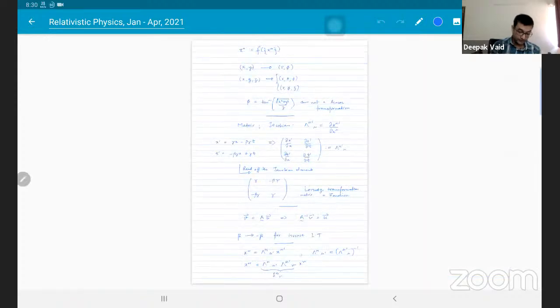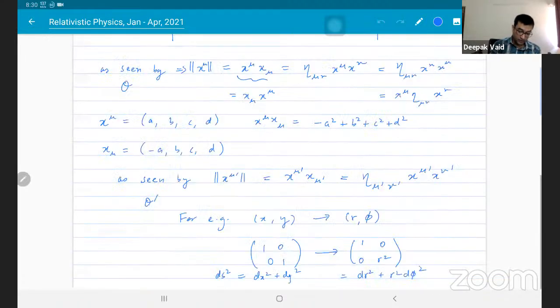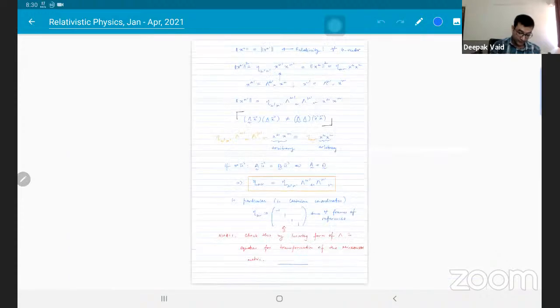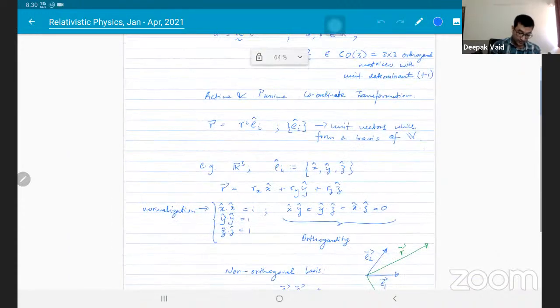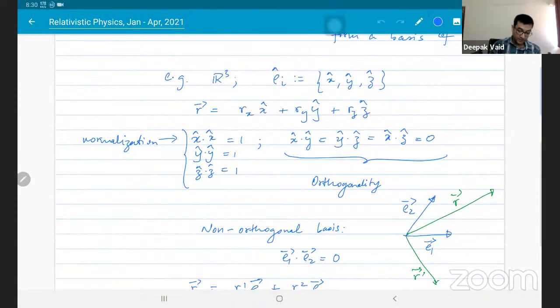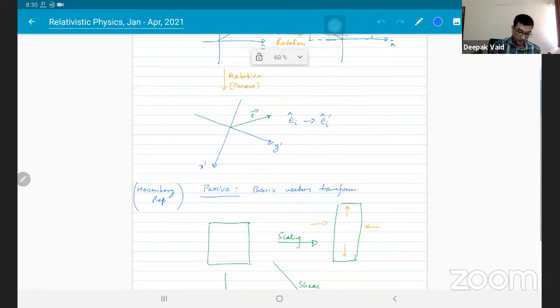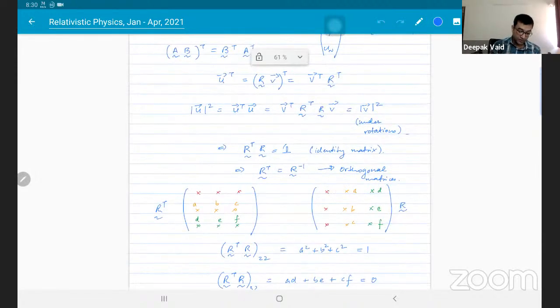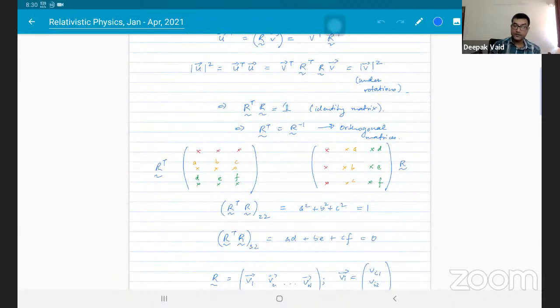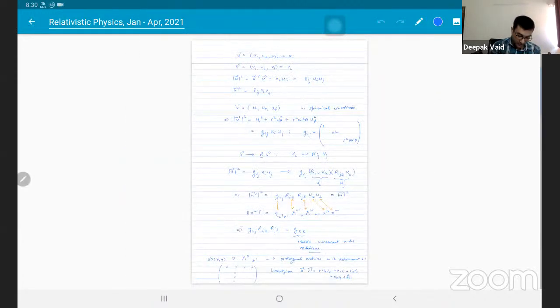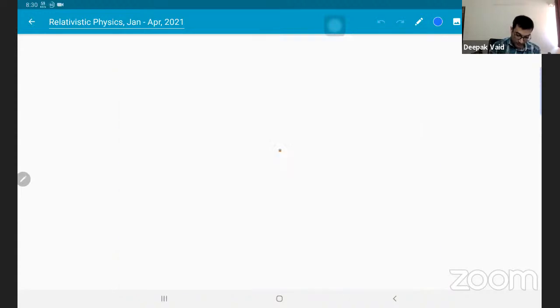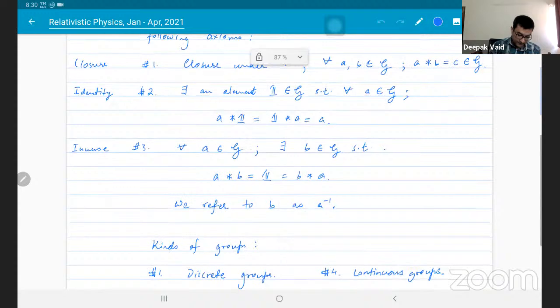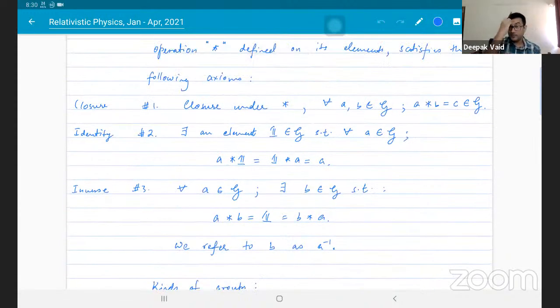What is a group? So a group, let me just go to the group part first. A group is a set which has one operation, which is multiplication. And the elements of the group are closed under that operation. That means if I take any two elements and multiply them, I get another element of the same group. And then a group also has an inverse element and an identity element.